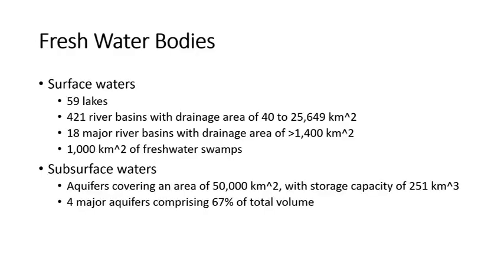Now, freshwater bodies. For surface waters, we have 59 major lakes, 421 river basins with a drainage area of more than 40 square kilometers, and 18 major river basins with a drainage area of greater than 1,400 square kilometers. And we have a total of 1,000 square kilometers of freshwater swamps.